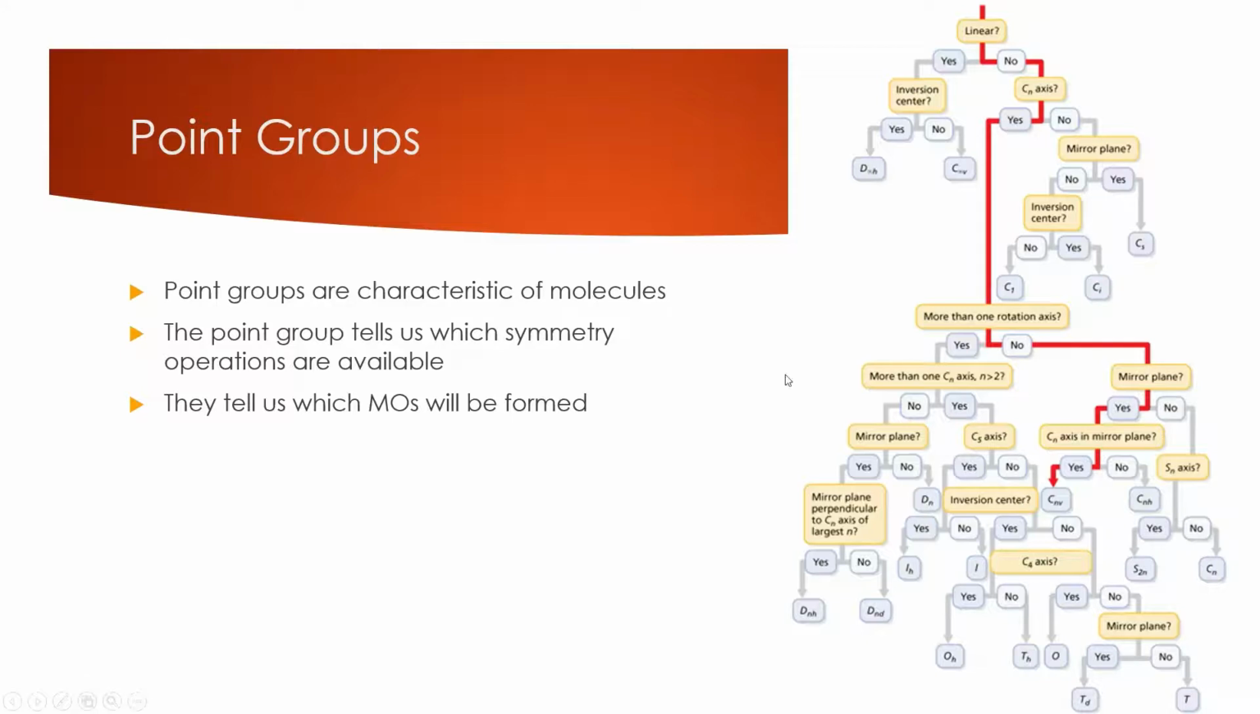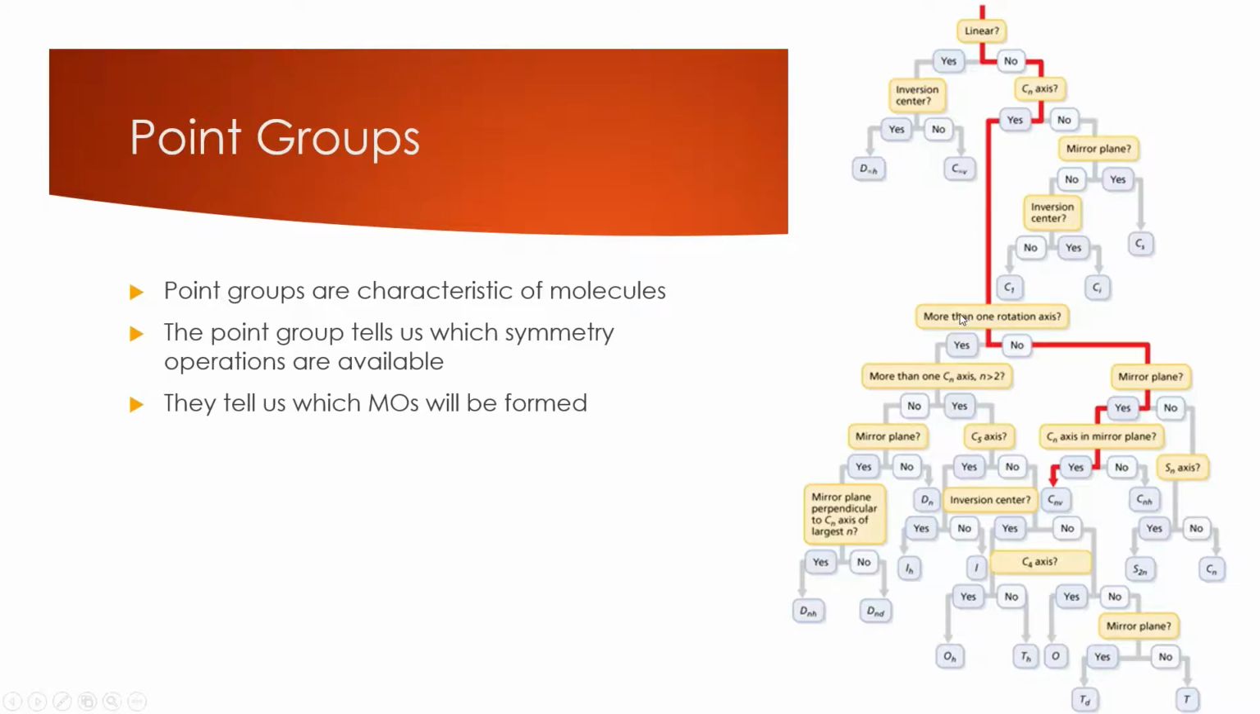And the way that you do this is by following a flow chart like this one. So we come up to the beginning and we want to say, well, what is water? Is water a linear molecule? It is not. So we go, no, it's not a linear molecule. And then we say, does it have a Cn axis? So does it have a rotation axis that leaves the molecule unchanged? And of course it does. We already found that one. So we say yes, and we come down here.